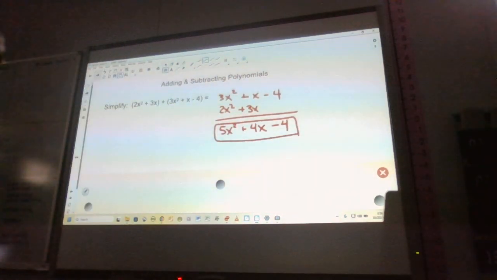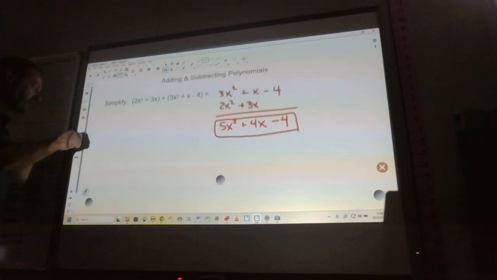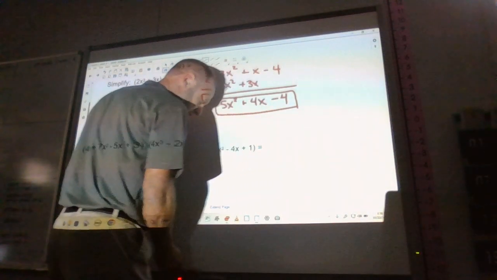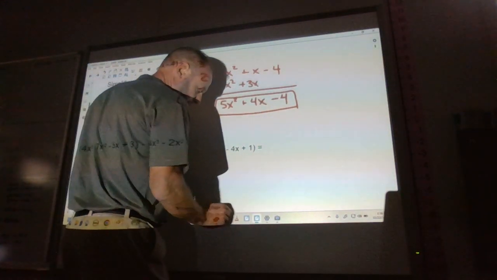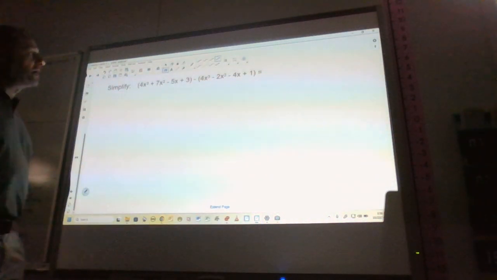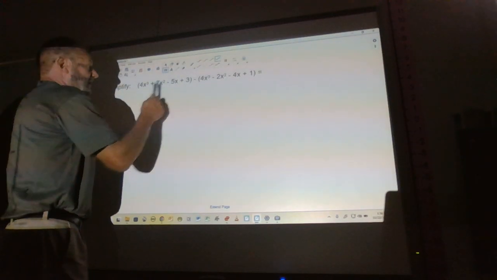That's really simple to do. I know that you guys, my students, have done that all before. The one you've got to watch out for is subtraction. People don't have too much trouble with addition, but they do sometimes mess up subtraction. So like here, I've got these. I'm going to take this polynomial and subtract it from this one.